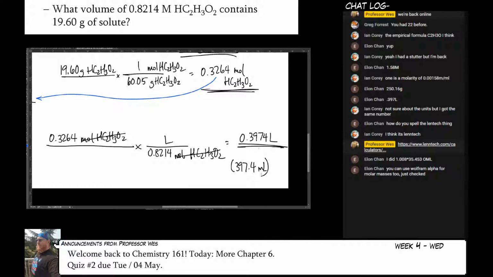Oh, does Wolfram Alpha have molar masses? I don't think I knew that. That's cool. I'm just so used to Lentech, probably because I used it before I started using Wolfram Alpha.